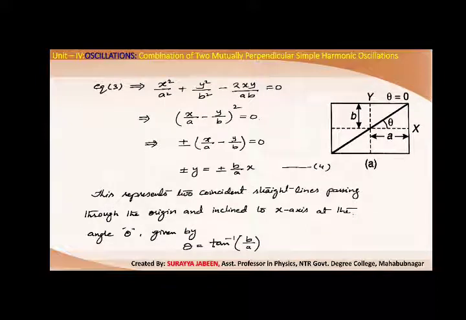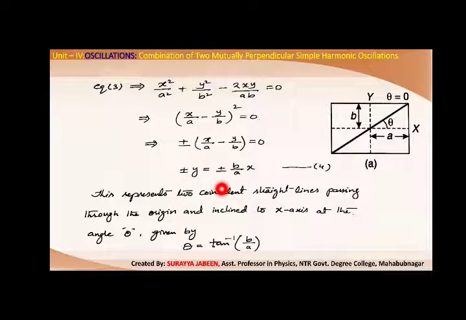Then this equation will be in the form of a minus b whole square, like a square plus b square minus 2ab. So we can write this as x by a minus y by b whole square. Then when we open this, again we get x square by a square plus y square by b square minus 2xy by ab equal to 0. So I am writing this equation in this form. Then taking the root, plus or minus x by a minus y by b equal to 0, or y equal to plus or minus b by a into x. Now we got this equation. Take this as equation number 4.